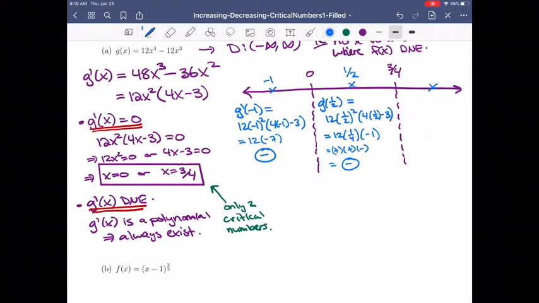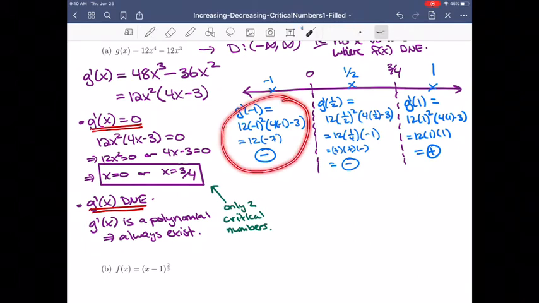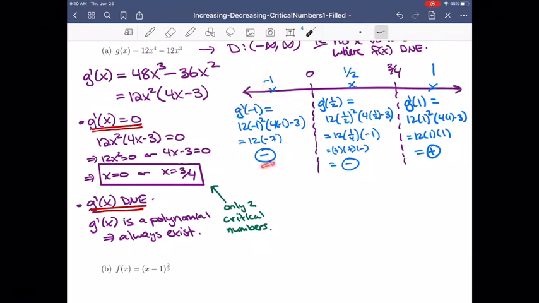Now I want to test something bigger than 3/4. Maybe 1. So I plug it into the derivative. So it's 12 times 1 squared times 4 times 1 minus 3. So this is going to be 12 times 1 times 1. Okay, we know this is 12, which is a positive number. So that means that when I'm less than 0, no matter what I pick, my derivative is going to be negative. When I'm between 0 and 3/4, no matter what I pick, my derivative is going to be negative. If you don't believe me, try picking a different number. Plug it in, see what happens.